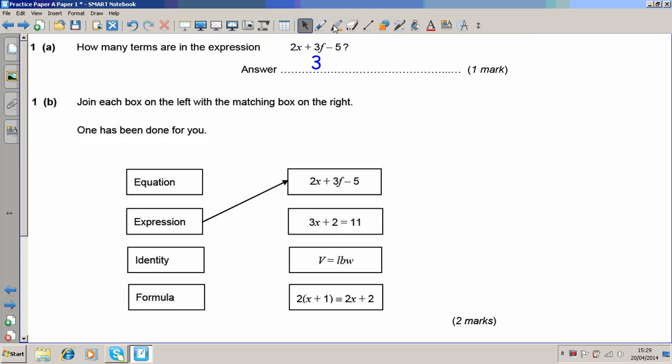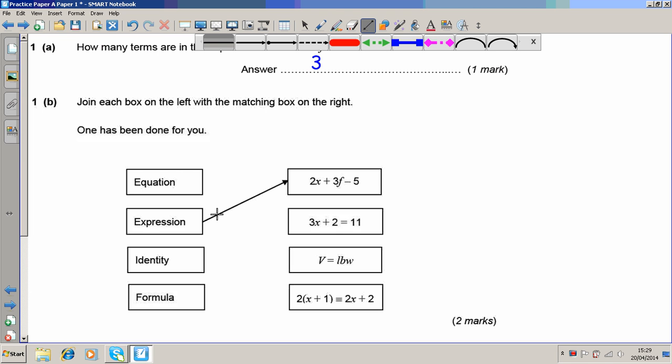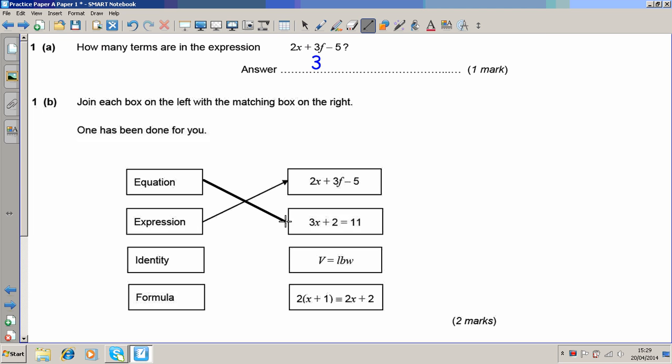Join each box on the left to a box on the right. So an expression, I've told us that's an expression already. An equation, something is equal to something else, so that's an equation. A formula, well, that is the formula for volume of a cuboid, so that's a formula. And an identity is when two things are equivalent to each other, which is where we get the extra equal sign in there. So that goes there.